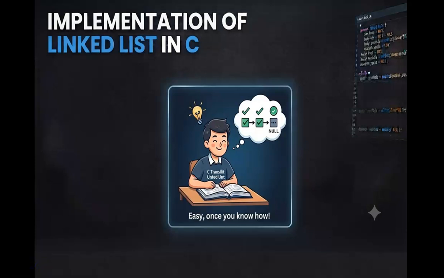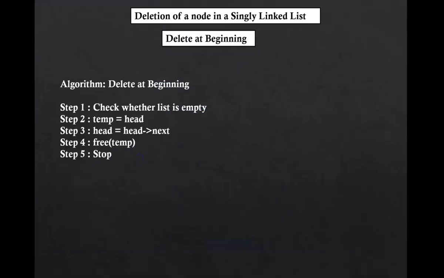This is the continuation video after creation and insertion of nodes in a singly linked list. Let us talk about deletion of a node in a singly linked list. Deletion can happen at the beginning, at the end, or even in the middle. Let's talk about the algorithm to delete a node in the beginning.